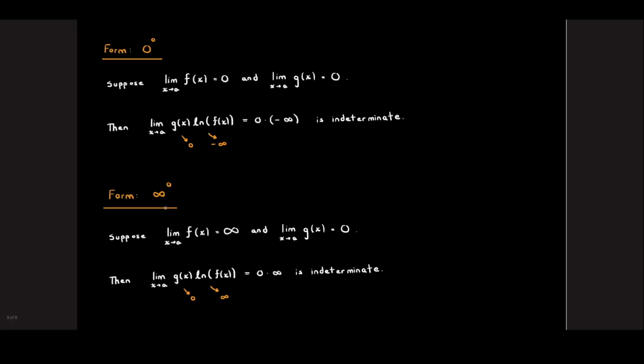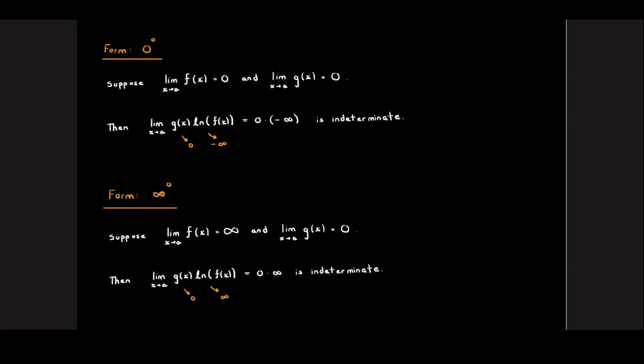Similarly, we can show the other two powers are also indeterminate. So let's suppose you have the form 0 to the 0. That means that the base and the exponent are both approaching 0. And now let's consider this exponent limit that we've been looking at. So g of x is approaching 0, and then f of x is approaching 0, right? But as you approach 0, from the right-hand side at least, natural log will approach minus infinity. And so as a result, we have 0 times minus infinity, which is again an indeterminate product. That's why 0 to the 0 is indeterminate.